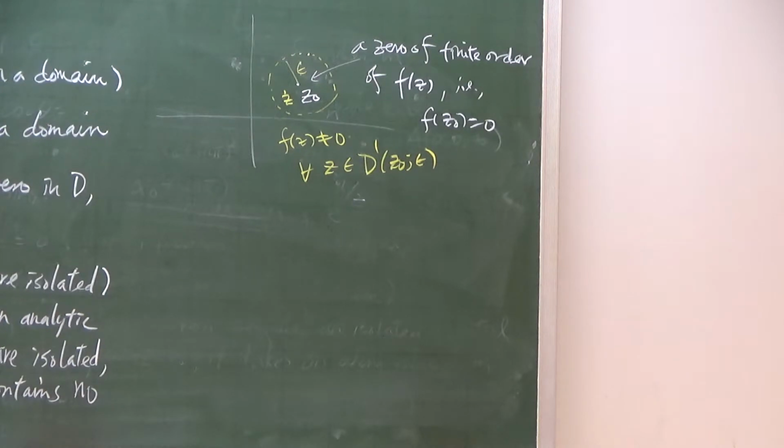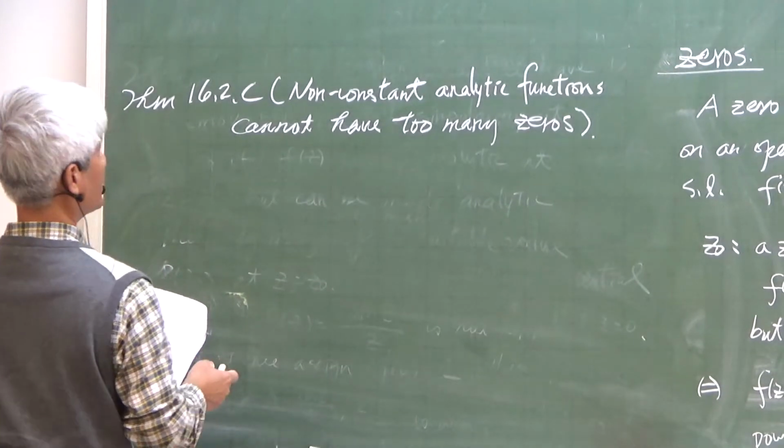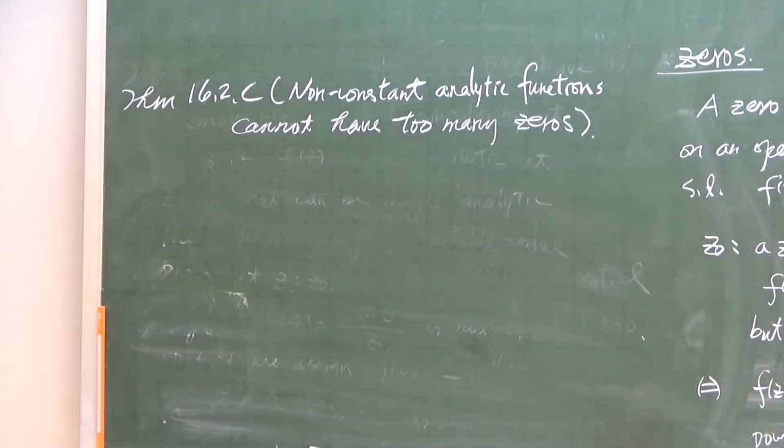A non-constant analytic function cannot have too many zeros. Before that, I need to define a concept.